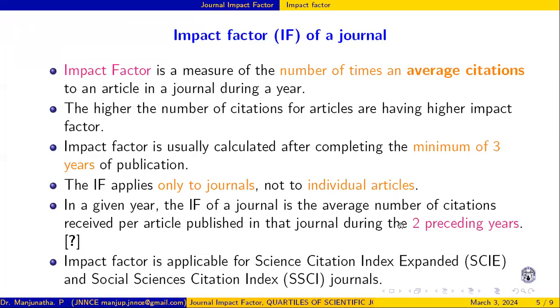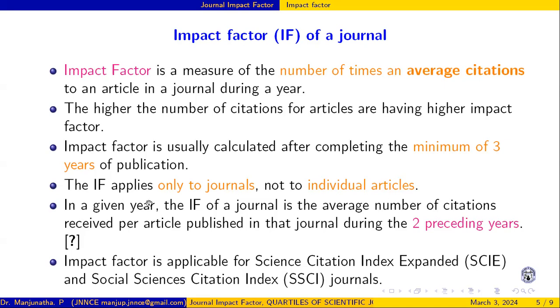Similarly, impact factor is also a very important factor. Impact factor is a measure of the average number of citations to an article in a journal during a year. It means how many times it is cited. The higher the number of citations for articles, the higher the impact factor. The impact factor is usually calculated after completing a minimum of 3 years of publications. It takes the last 2 years of data and, based on that, gives the impact factor in the next year. The impact factor applies only to journals, not to individuals.